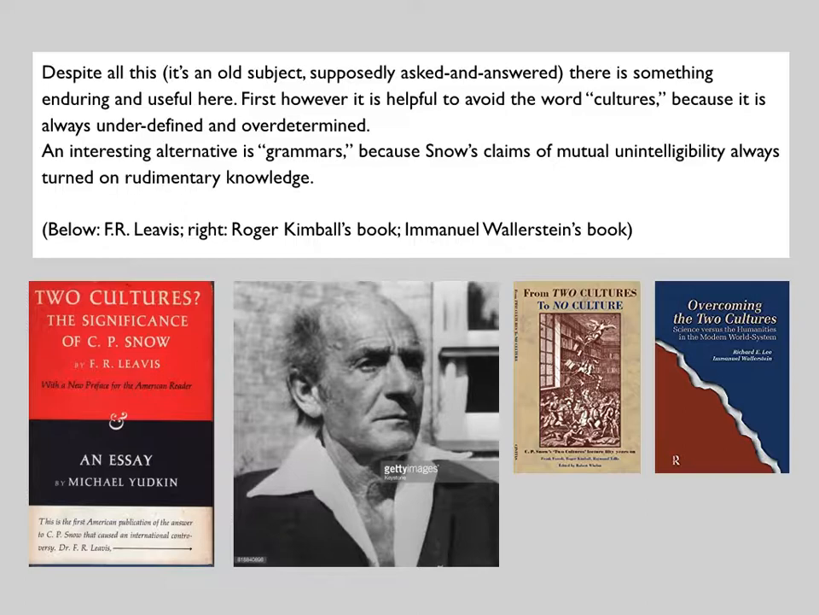There's a nice one by Emanuel Wallerstein on the right, and Roger Kimball, the conservative art critic, his book second from the right, and that's F.R. Leavis, who at the time was just as famous as Snow, the literary critic with whom he debated and who wrote a book about this, which you can see on the left there.